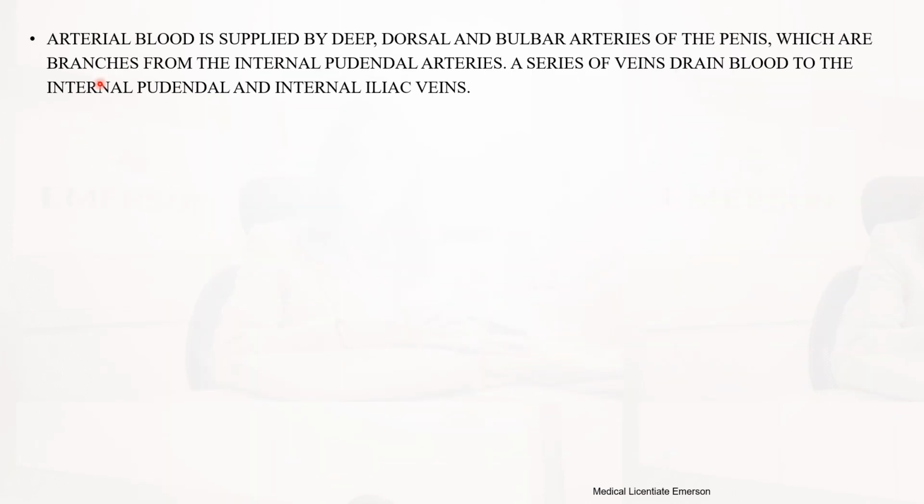Arterial blood is supplied by the deep dorsal and the bulbar arteries of the penis, which are branches of the internal pudendal arteries. In terms of veins, a series of veins drain blood to the internal pudendal and internal iliac veins.